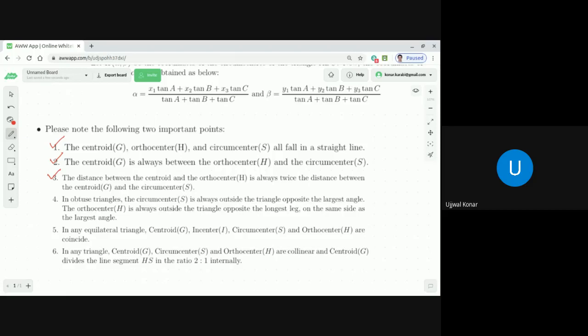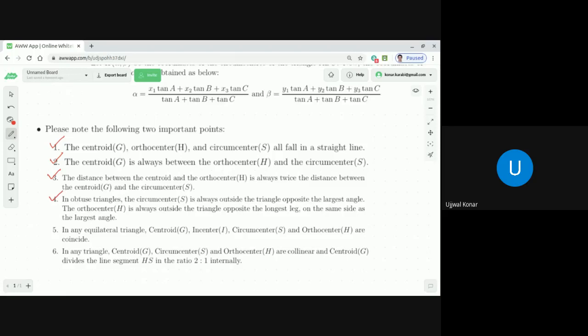Point number 4 is that in an obtuse triangle, the circumcenter is always outside the triangle, opposite to the largest angle. The orthocenter is always outside the triangle, opposite the longest leg on the same side of the largest angle. You can all experiment with this.